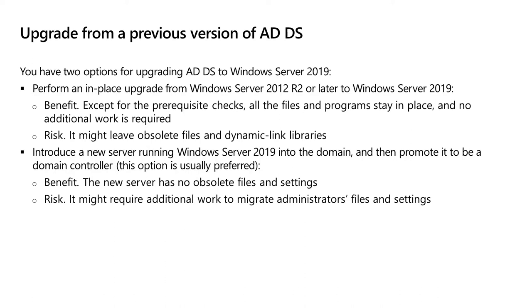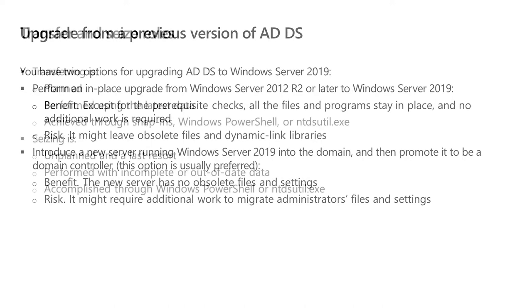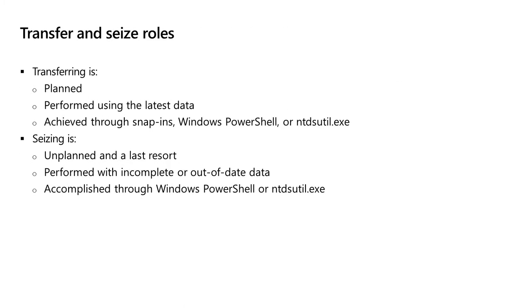So these are the FSMO roles we were talking about earlier, the five roles. You can transfer the role as a part of planned migration, and you can also seize the roles if you lost the server or the server crashed, like the domain controller that is hosting a specific role such as RID master. So you can use the transfer or seize approach as per your requirement. If you are upgrading from a previous version to the next version, obviously you can use a planned transfer for this.